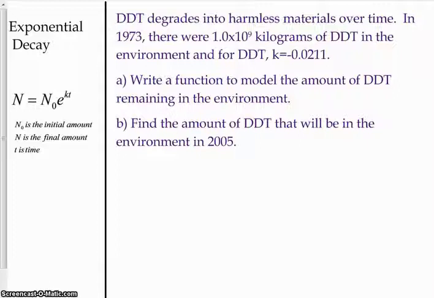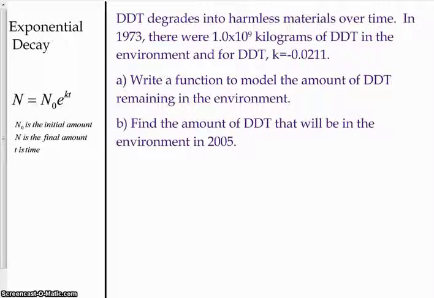So let's first look at a problem. This is a problem out of your book, and the book had some good information about this chemical called DDT. DDT is a chemical that was used in the past. I think it's been outlawed now. They used it to get rid of bugs and help their crops to grow stronger. But they found out it was harmful in the air. And so now they've realized that DDT does degrade into harmless materials over time.